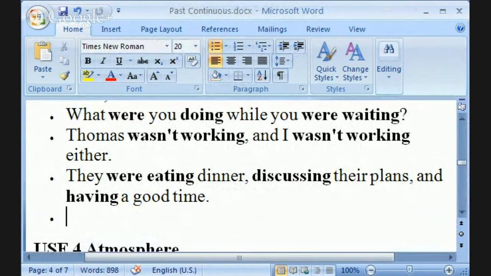Okay. Hussein, would you like to try to form a sentence where two continuous actions are happening at once? Okay. Or more. I don't care. Yes. Okay.